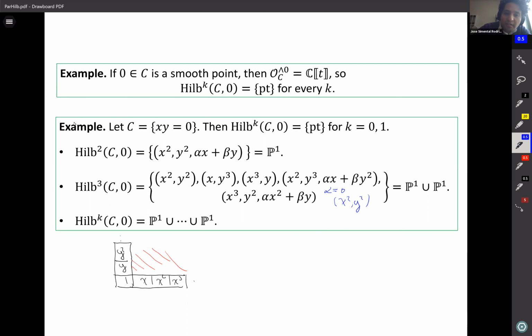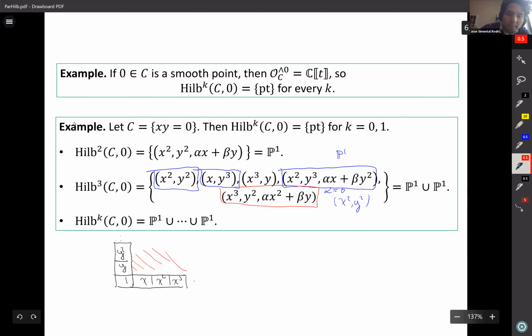So in other words, if I consider this family together with this ideal, and also when I set beta equal to 0, what I have is this ideal. This forms a copy of P^1. Similarly, if I consider now this family together with this ideal and this ideal, this also forms a copy of P^1. So what I have is a union of two P^1s that intersect at a point.